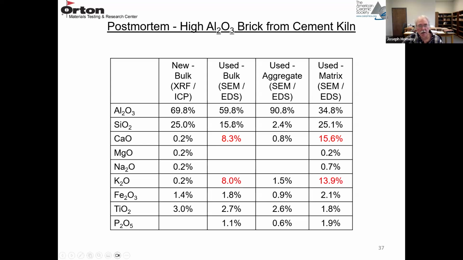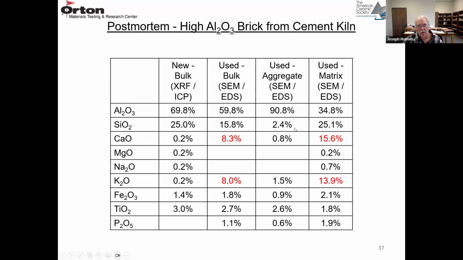So this is the used bulk chemistry. You can see the alumina and silica contents are down. This is right at the hot face, and then the lime and the K2O is increasing. And the aggregate, greater than 90% alumina, and very little CaO or K2O. So the aggregate is very stable and resistant to the attack, but the matrix, again, the alumina is down.